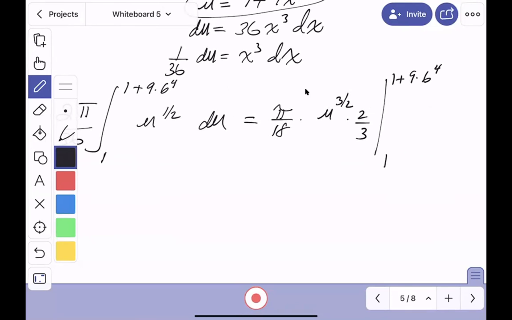I'm not going to do the arithmetic, by the way. What do you get up there? Well, I'm looking at it. Let's see, 2 goes into 18, 9, 27, pi over 27. And then what are you going to get? Oh, this is going to be nightmarish. It's going to be 1 plus 9 times 6 to the 4th power to the 3 halves, minus 1.